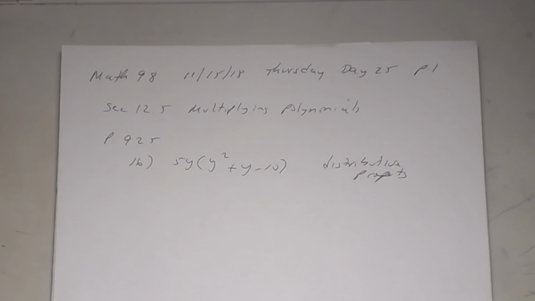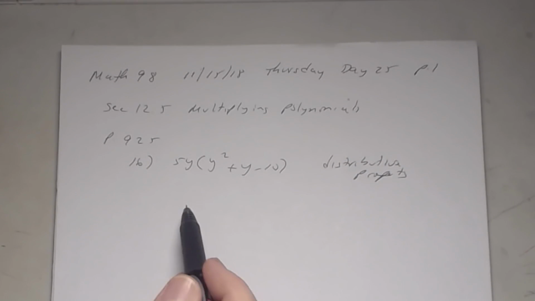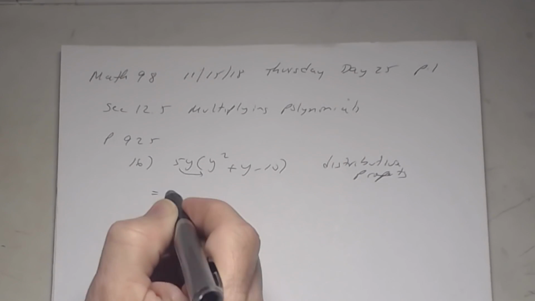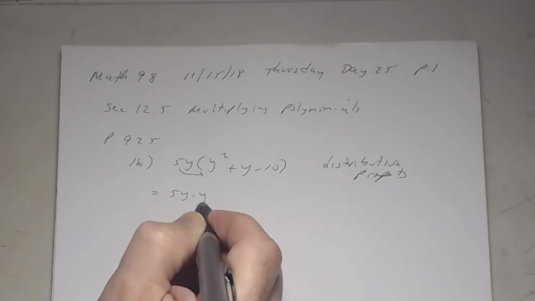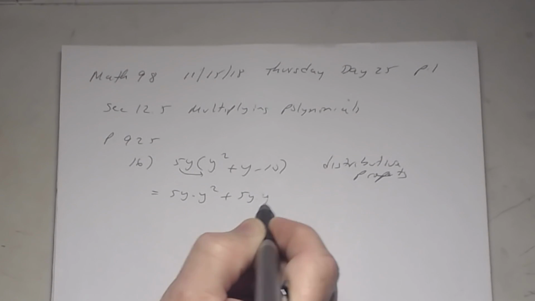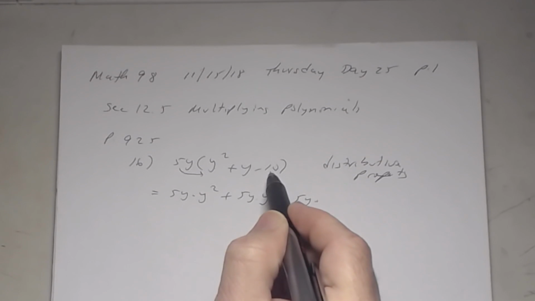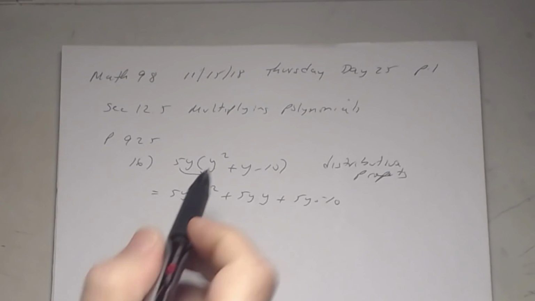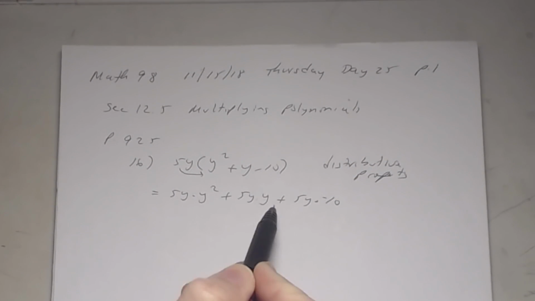All right, now for some of you, you don't have to do this step that I'm about to do, but for some of you, it may be helpful. So basically, you're saying, all right, I'm going to multiply 5y times the first term. What's the first term? Y squared. Plus 5y times the second term, which is y. And then plus 5y times the third term. And what's the third term? Negative 10. All right, so that's what you're doing. So every term that's inside the parentheses, you're multiplying it by 5y, and that's what you see here.